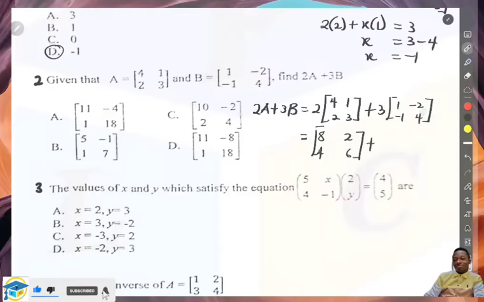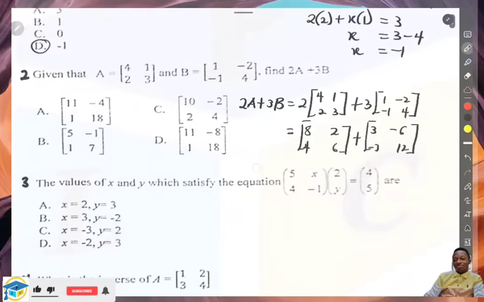Then 3 also follows the same logic. 3 multiplying 1, we are getting 3. 3 multiplying negative 2, we are getting negative 6. 3 multiplying negative 1, we are getting negative 3. 3 multiplying 4, we are getting 12. So once you're able to get to this state, you deal with adding corresponding entries. Okay, so we'll add 8 plus 3. We are getting 11.